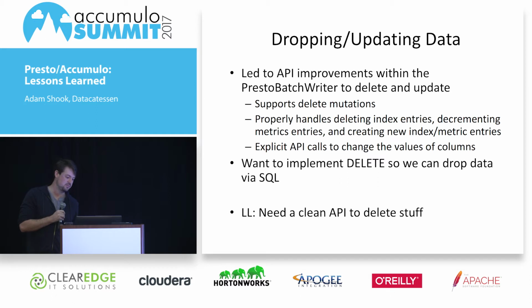So the lesson learned here was we needed a clean API to delete stuff, and we're still working on it so that you can use SQL and automatically drop data, since we aren't able to actually use age-off iterators.